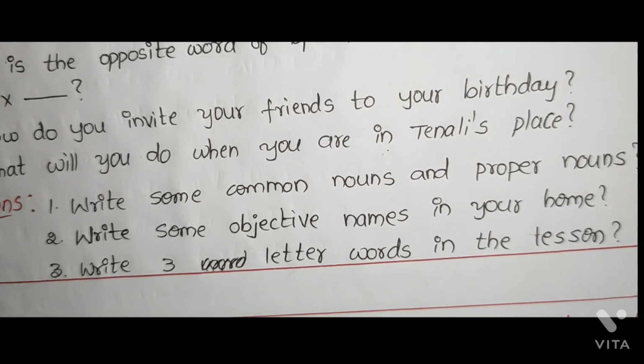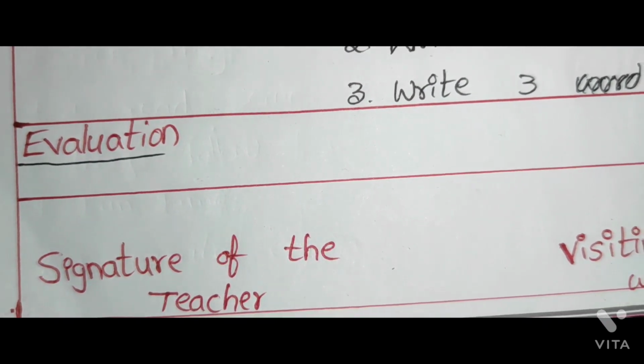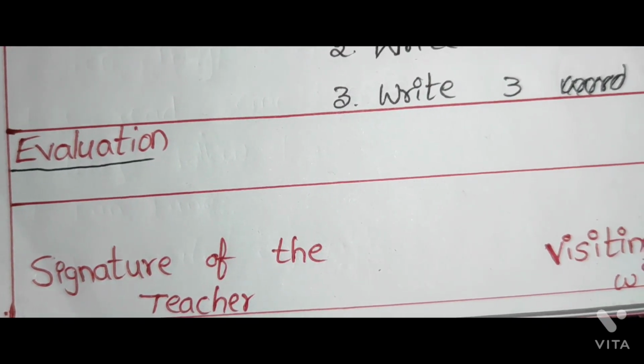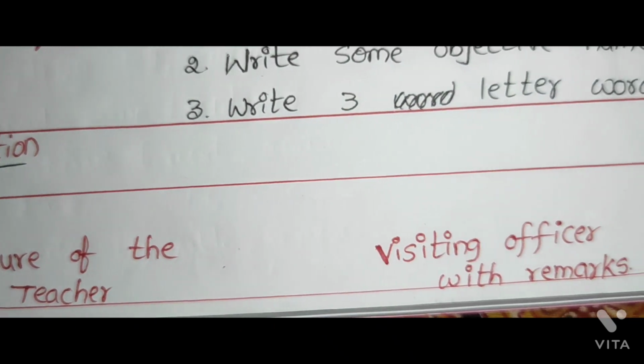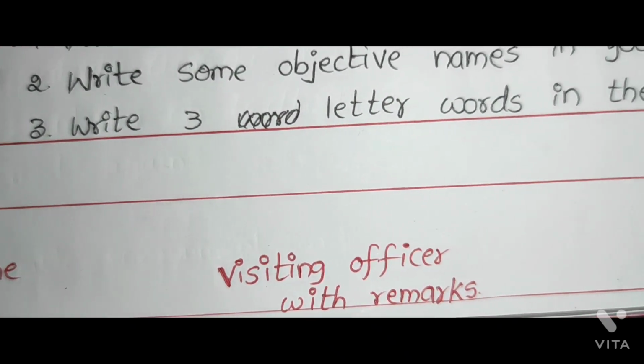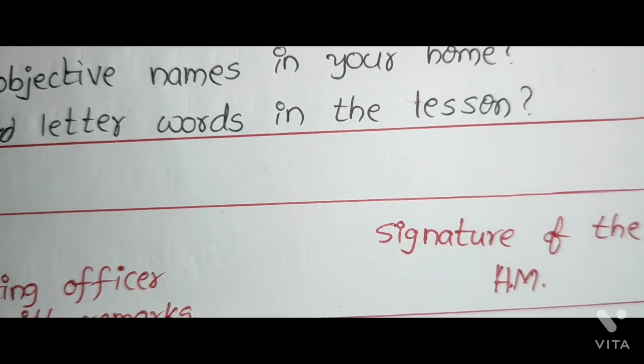The next one is the evaluation process. While learning we evaluate the children and write it down. Next one is the signature of the teacher, signature of the HM, and visiting officer with remarks. Then the lesson plan is completed.